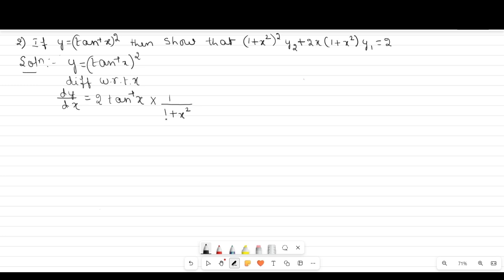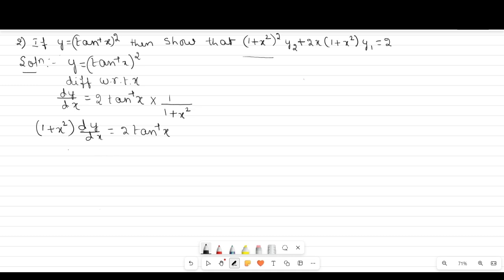In this, in the denominator we are having 1 plus x square. I will cross multiply this 1 plus x square to the left hand side, because in the answer they have asked that we must get 1 plus x square whole square. So that's why I will cross multiply this 1 plus x square, as it is in the denominator, to the left hand side. So let us see what I will get. It is 1 plus x square into dy by dx equals 2 into tan inverse x. This is what we will get.